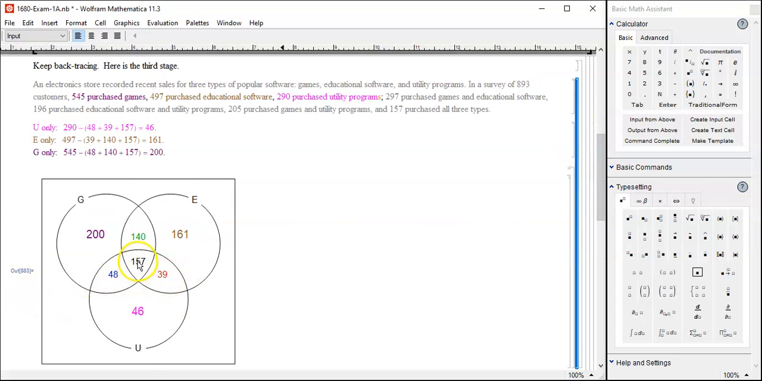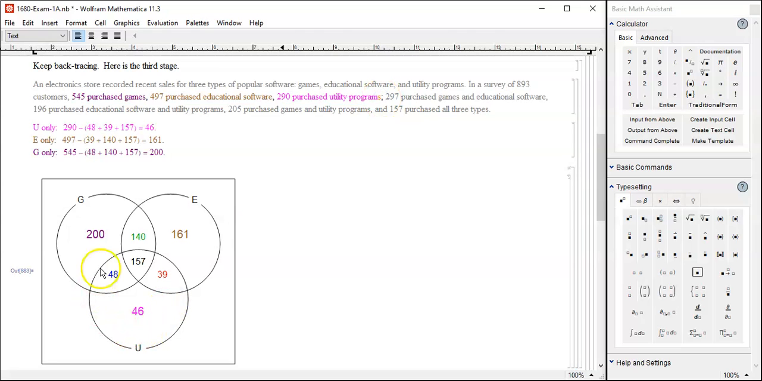You got up to black and blue, red, green before, and then let's go to utility programs. This entire circle U is 290, but 48, 157, 39, they're all counted before. So this subtraction will give me 46. That 46 comes here. Similarly, inside this E, educational software, this brown, this entire E has 497. Among them, 140, 157, 39, those are already selected. So how many do I have here? It's coming from this subtraction. Consequently, we have 161.